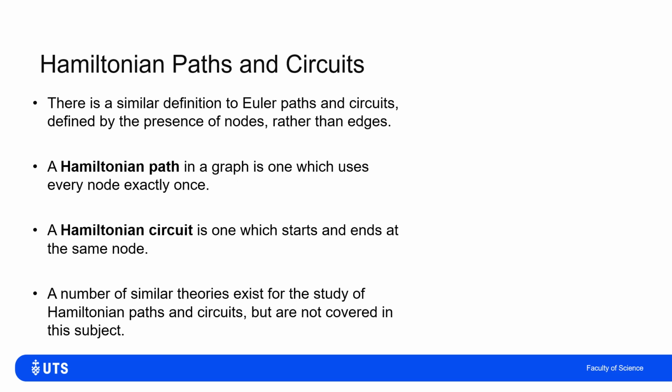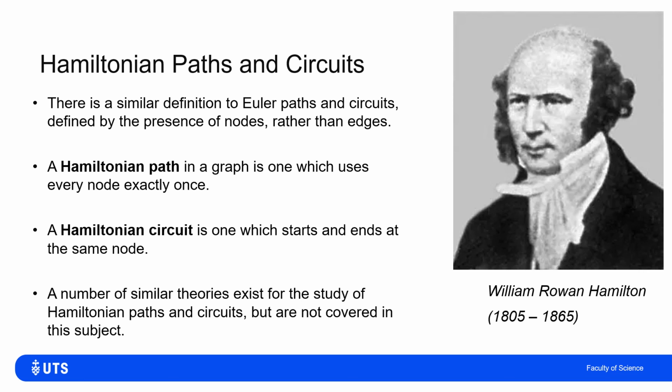We won't go into it in this subject. I'm just going to mention this as an aside, that we've got similar properties, in the same way as we had some properties that an Euler path or Euler circuit had to satisfy. There are certain properties that Hamiltonian paths and circuits have to satisfy. But credit where credit's due, and this is William Rowan Hamilton.